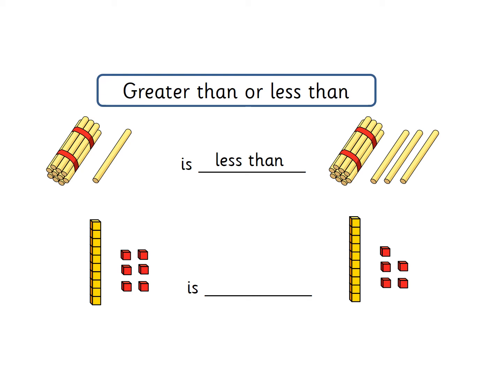Let's have a look at our base 10 cubes underneath. We've got 10, 11, 12, 13, 14, 15, 16. 16, point to it, circle it with your finger, 16. And on the other side we've got 10, 11, 12, 13, 14, 15. So we've got 16 and 15. Is 16 greater than 15 or is 16 less than 15? Which one is greater, which one is less?